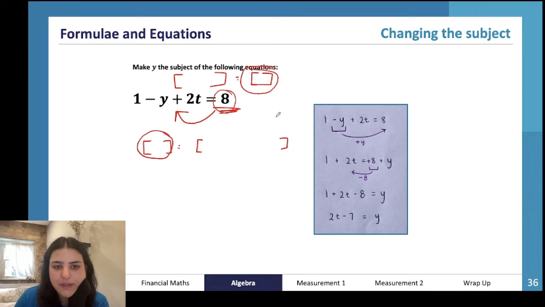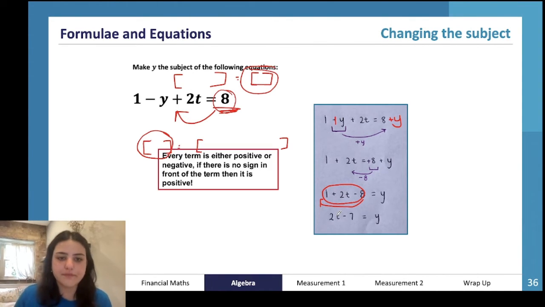What you're essentially doing is trying to move everything over to one side. So what we'll do is we'll first move our subject over. This is a minus symbol, which means we have to plus y to both sides. So we end up with 1 plus 2t equals 8 plus y. This is a positive 8, so if we subtract 8 from both sides, we get 1 plus 2t minus 8 equals y, and then we can consolidate this side because these are both like terms, they're whole numbers, so it will end up being 2t minus 7 equals y.